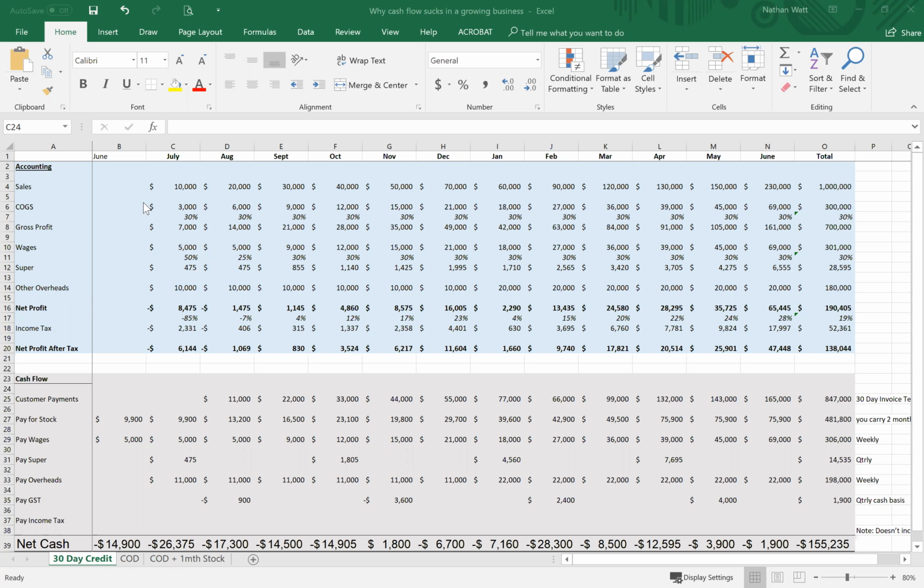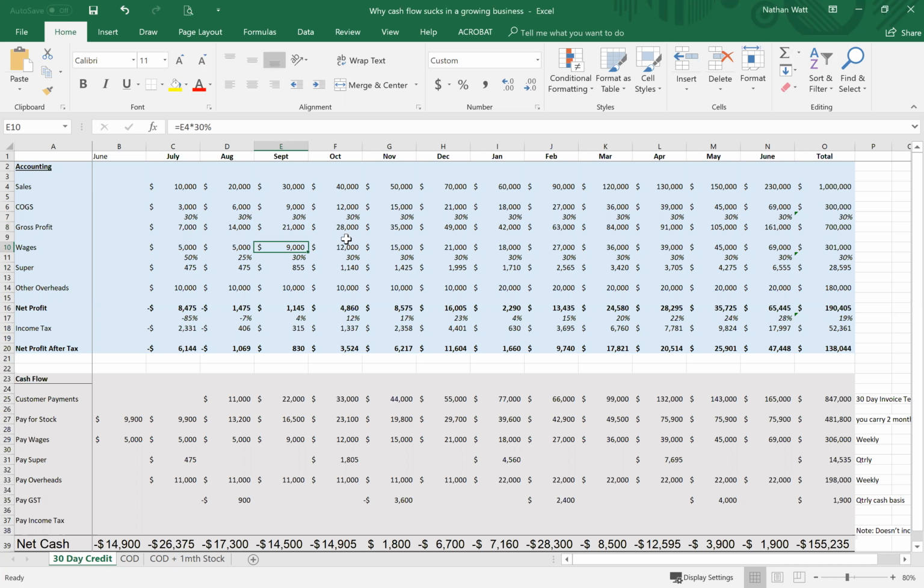I'm an accountant, so I work in financial year, so July through to June. Starts off with $10,000 of sales, 20,000, 30,000, and keeps growing up. Over the course of that 12 months, we get to $1 million worth of sales. They've been able to manage their cost of goods sold to 30% of their sales over that period, giving a 70% gross profit for each month. Their wages start off at 5,000, and then they start to kick up into 30% of sales each month.